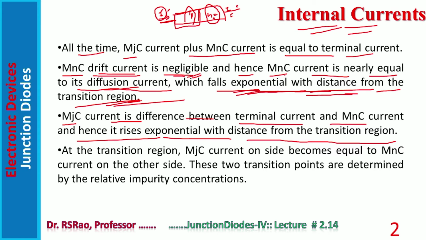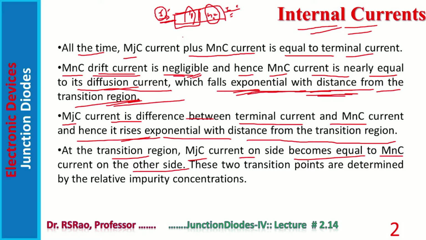Here minority carrier current is falling exponentially with the distance. So naturally majority carrier current rises exponentially with the distance from the transition region. At the transition region, majority carrier current on one side becomes equal to minority carrier current on the other side.